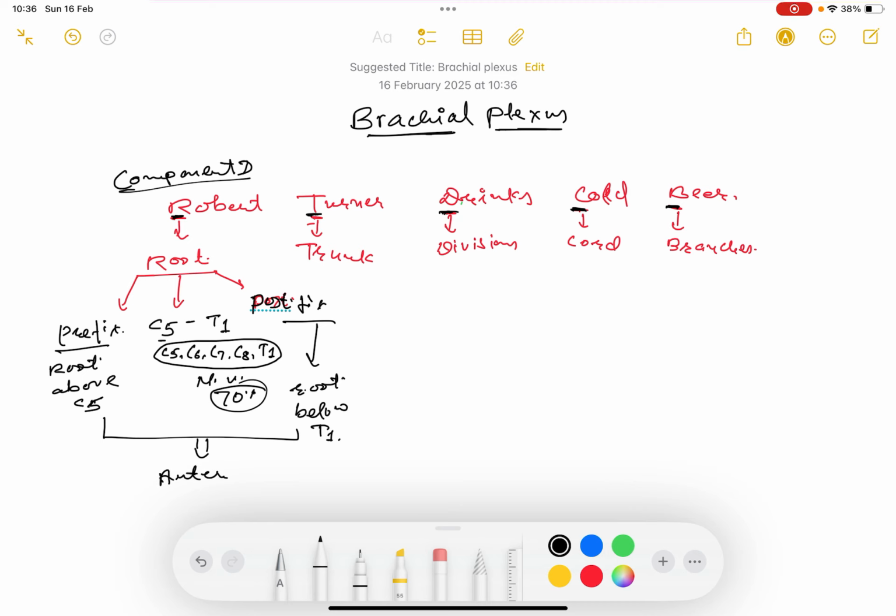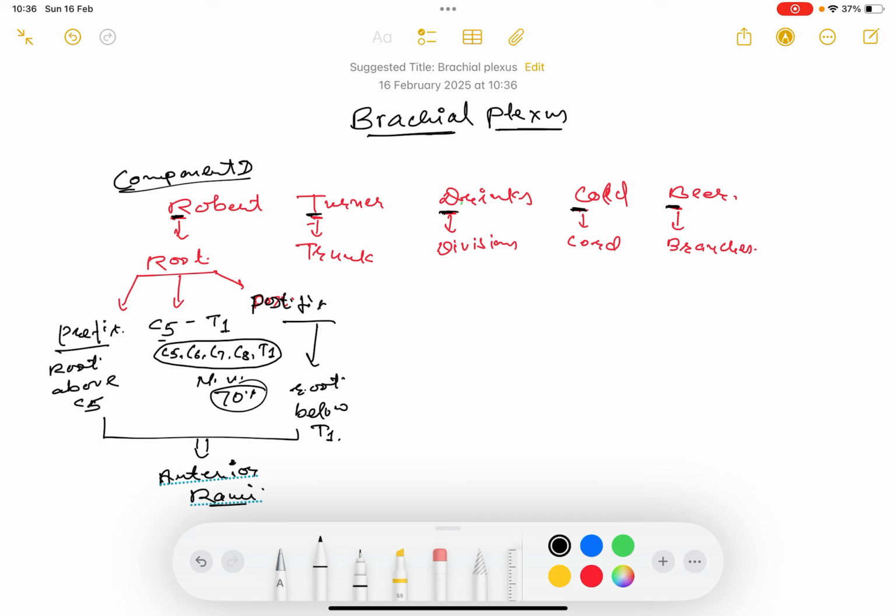anterior rami from the spinal cord, right? So what is anterior rami, what is posterior rami, what is the gray rami, what is the white rami? To understand this, please wait for my another video. We'll make this short video in the next session.